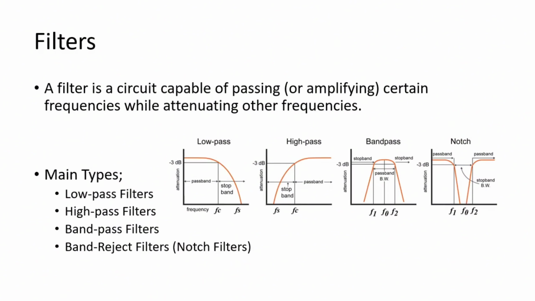There are four main types of filters. There are several other filters as well, but these are the four main types. The low pass filter passes only the low frequencies, and the high pass filter passes the high frequencies. The band pass filter passes only a certain bandwidth of frequencies, and the band reject filter passes the other frequencies but rejects a certain bandwidth.